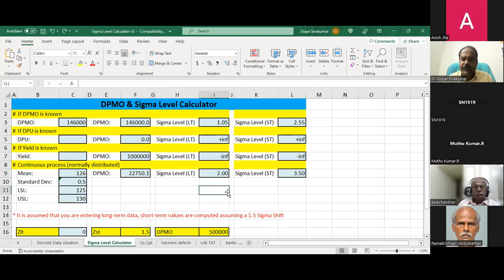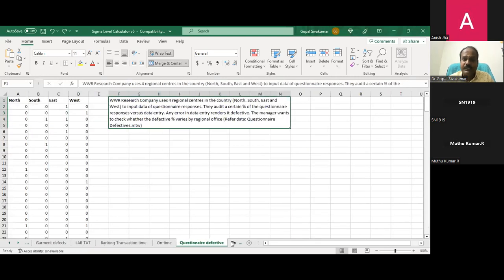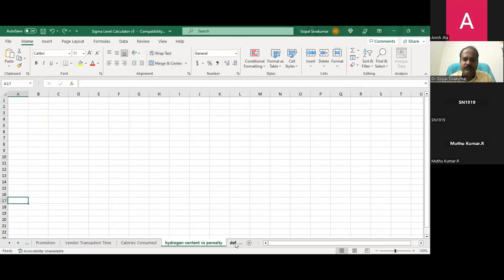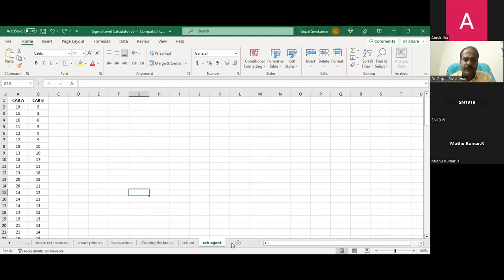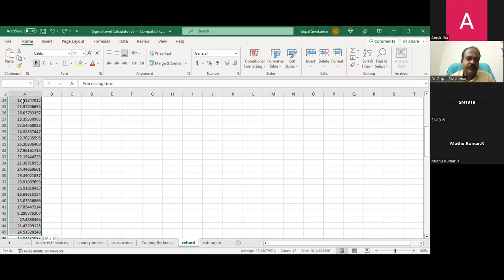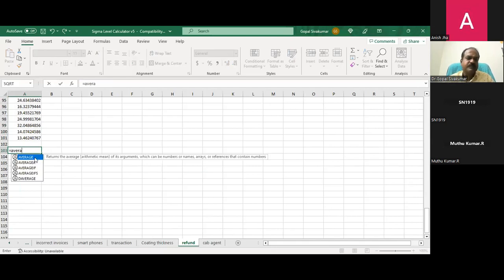If you go to the Excel file, which I shared even today, you will find all the data files. You can refer to these data files even during the exams. And see here, they're talking about refund, right? Let me see whether the refund is available here. Can you see refund here? The data file is available. And with this data, you need to find out mean and standard deviation, isn't it? So what is the formula for mean? Average.